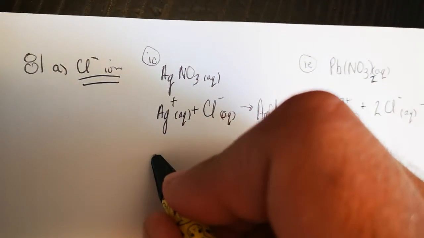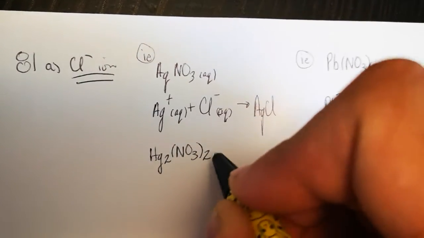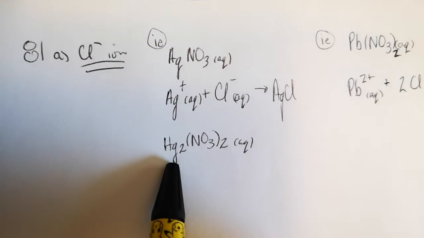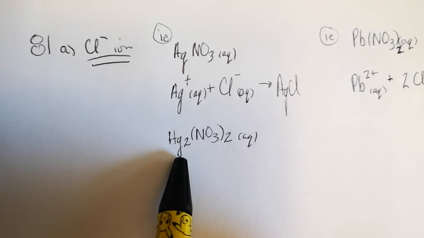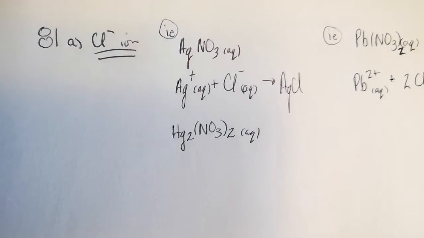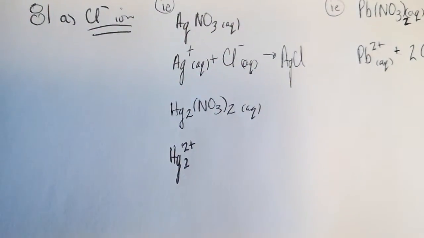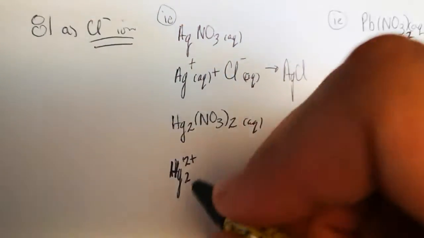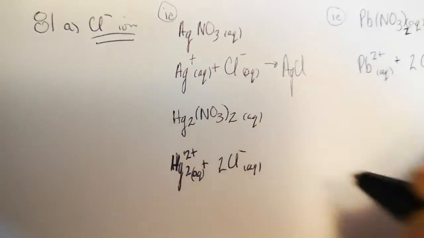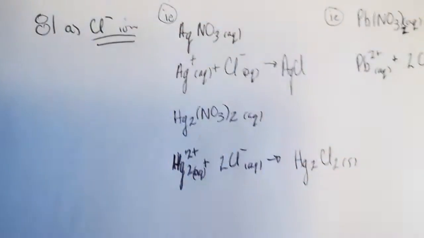The final one we might look at here would be mercury 1 nitrate. Now mercury 1 is a polyatomic cation that includes 2 mercury 1 ions that sum to a total oxidation number of 2+. So it is kind of awkward and strange, but hopefully you can get used to it if you think about it. So the Hg2 2+ ion, there you go, would combine with 2 chloride ions in solution, to form mercury 1 chloride as a precipitate.